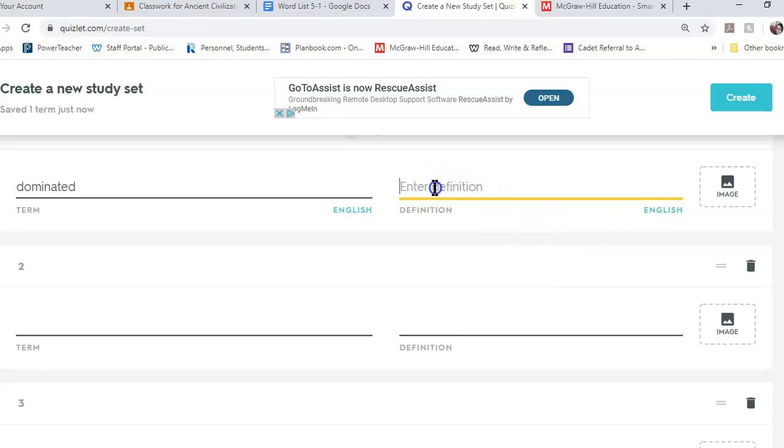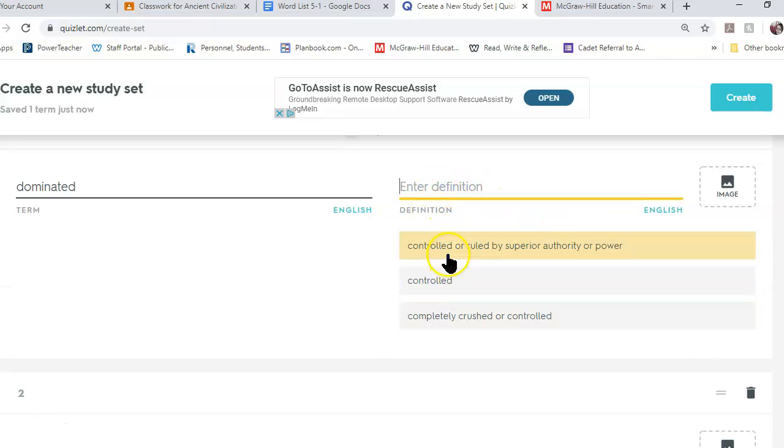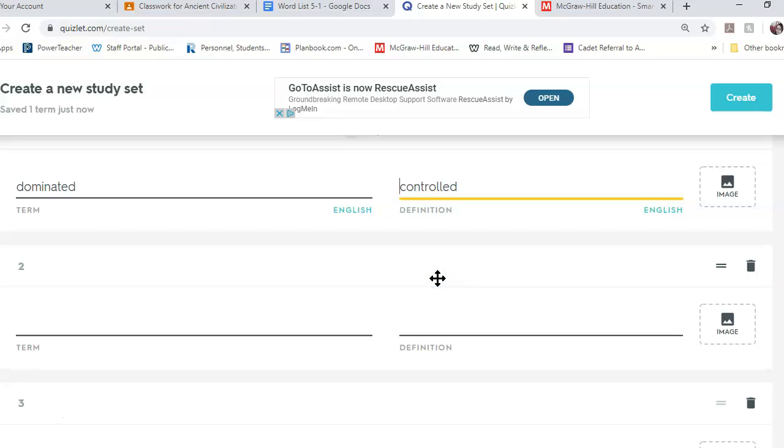And I'll go back up to the line again. And these are the three. And how it's used in the book is that it said mountains dominated the land mass there, the space, the land. And so it's not going to be completely crushed or controlled. And it's not going to be controlled or ruled by superior authority or power. So I'm just going to put controlled. So the area was basically controlled by these mountains.